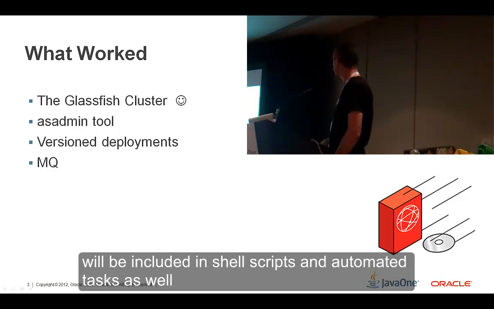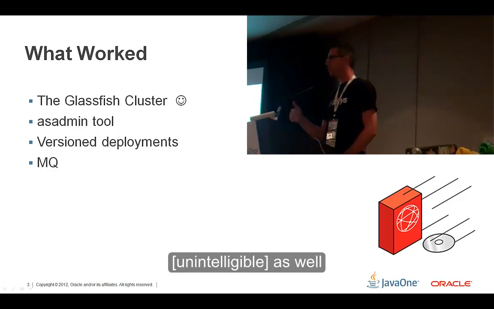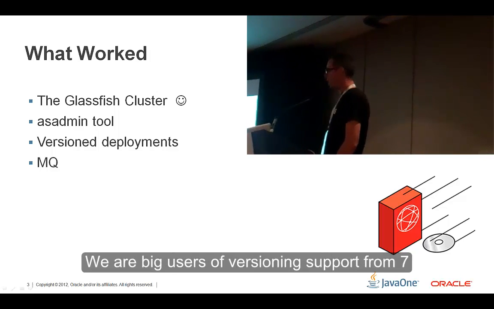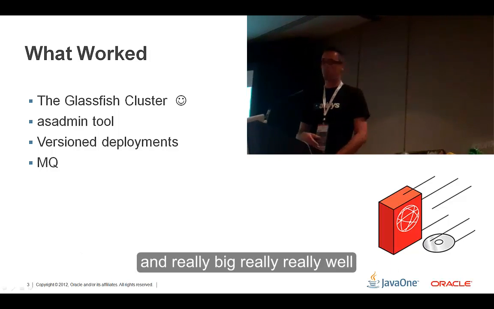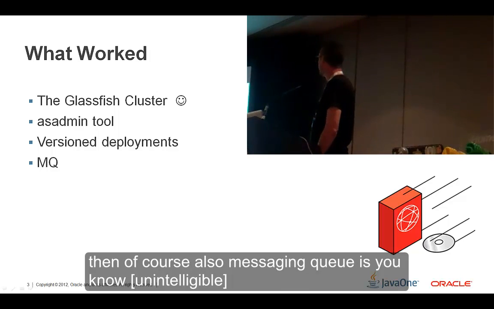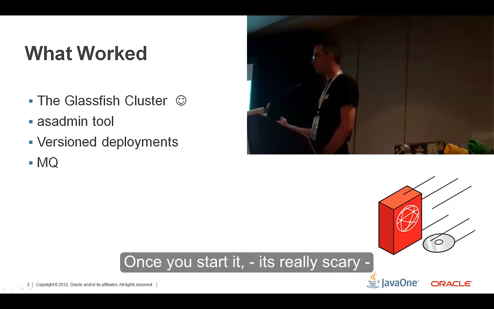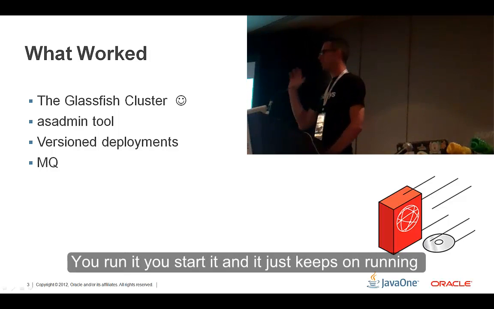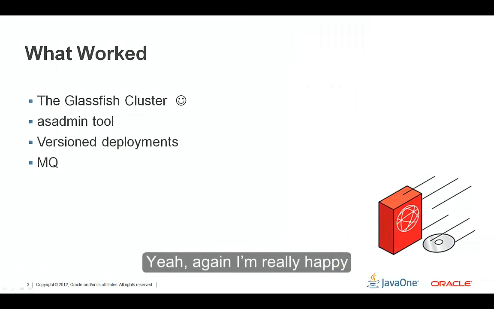The idea is that we use it a lot. You can really include it in shell scripts and do automated tasks, so we're very happy about that as well. And we're a big user of the versioning support from 7. That worked really, really well. And then of course also the messaging queue, we just started. What's really scary is that you run it, you start it, and it just keeps on running. You don't have to restart or whatever. It's, again, really happy.